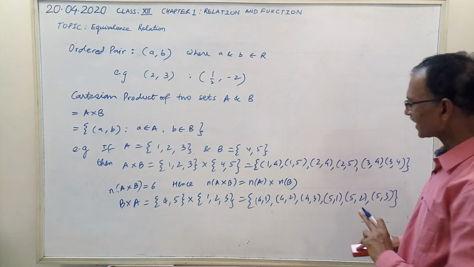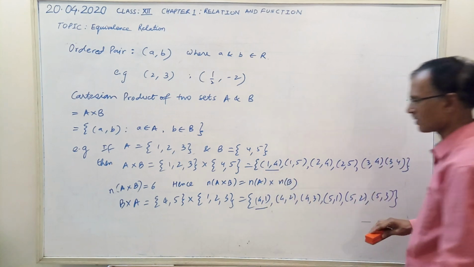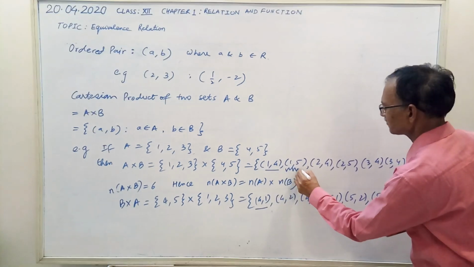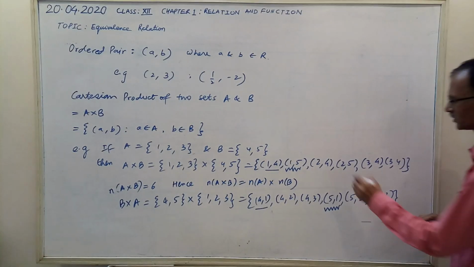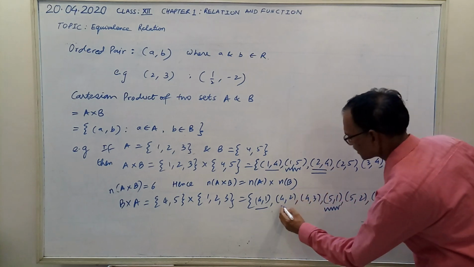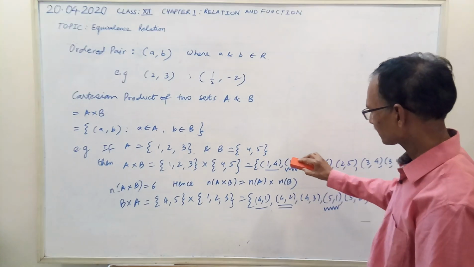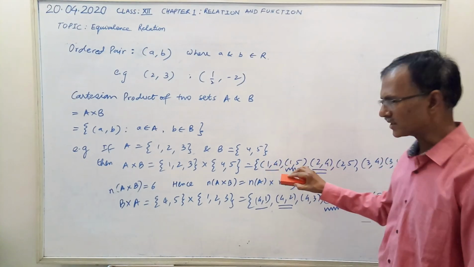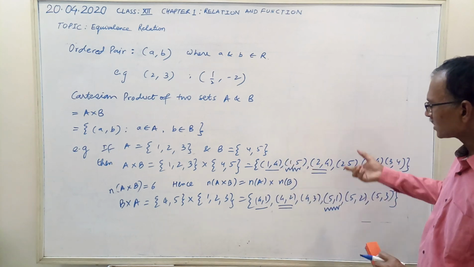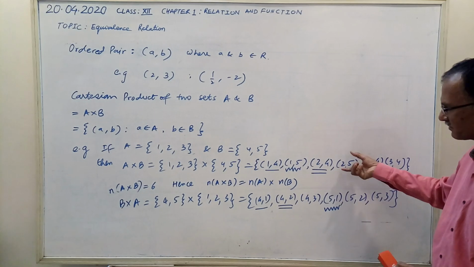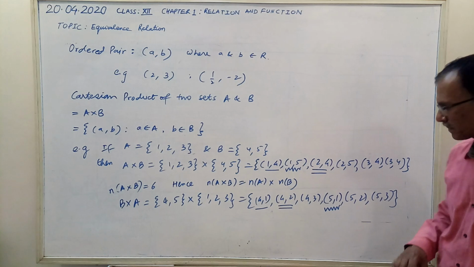In counting there are the 6 elements, but if you observe (1, 4) and here it is (4, 1). (1, 5), then corresponding to this you will have here (5, 1). (2, 4), corresponding to this you will have (4, 2). Now an ordered pair, the word order itself is telling that if the order is changed, then the ordered pair is different. Hence all the ordered pairs of B cross A are different from A cross B. Hence A cross B is not equal to B cross A.